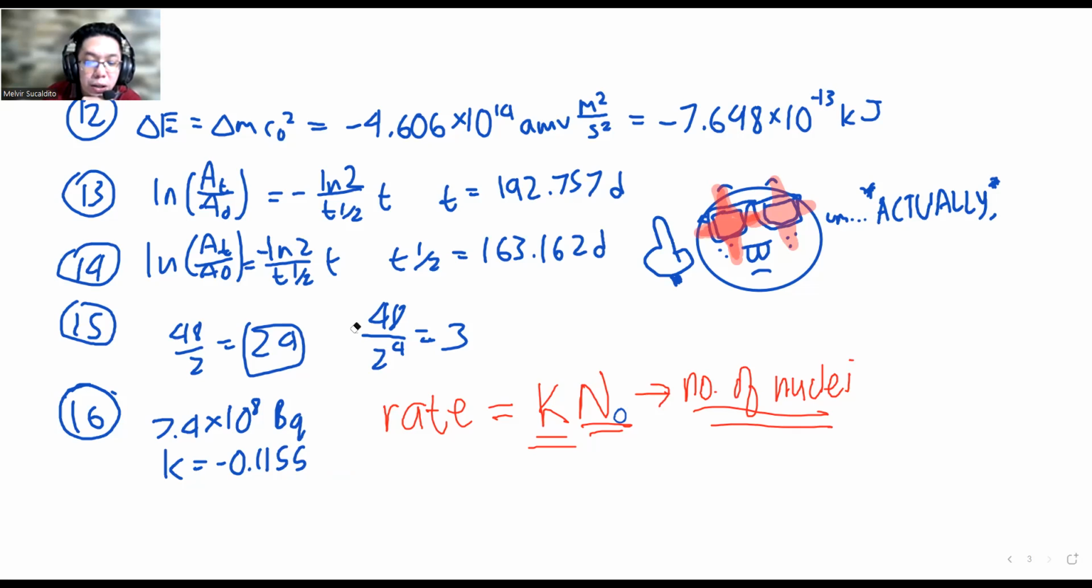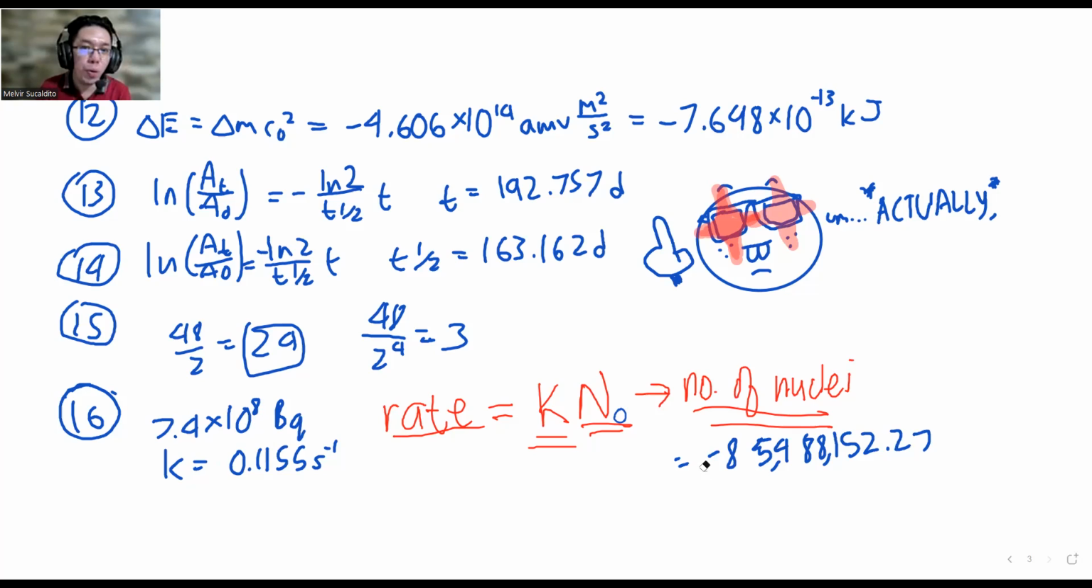Okay, so that's our k, no? So once you have your k, you can now get the N0. Ano yung rate mo? Yung rate mo, ito, 7.4 times 10 to the 8 decays per second. So how many nuclei of technetium is involved with that? 3.21 and then 2. Why is your k negative, Josh? I don't know. Hindi siya dapat negative. ln2 over half-life lang siya.